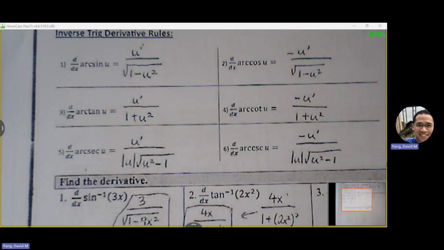Yeah, so I'm going to go back and update all the rules that we've learned. Instead of just x, I'm always going to replace x with u times u prime. That way we're always looking for that chain rule portion for every problem.